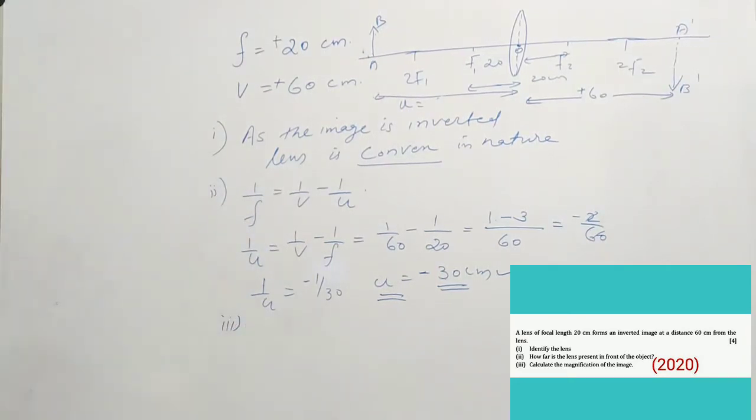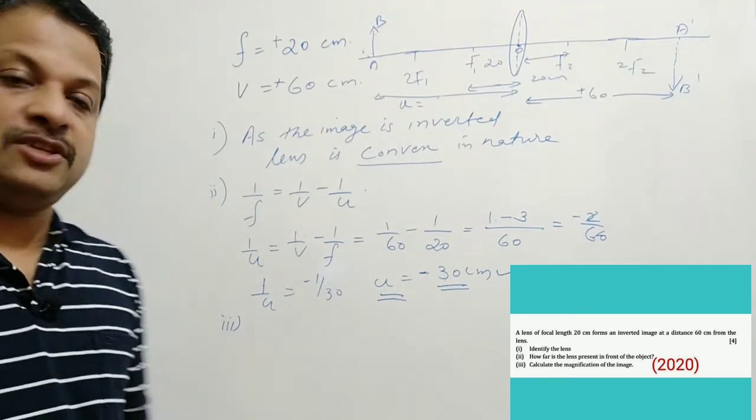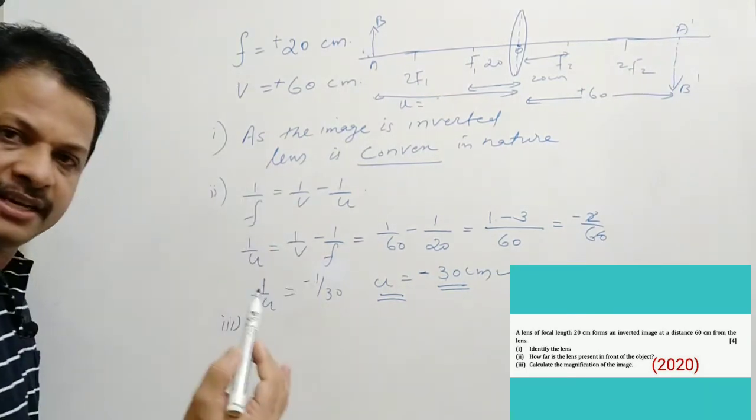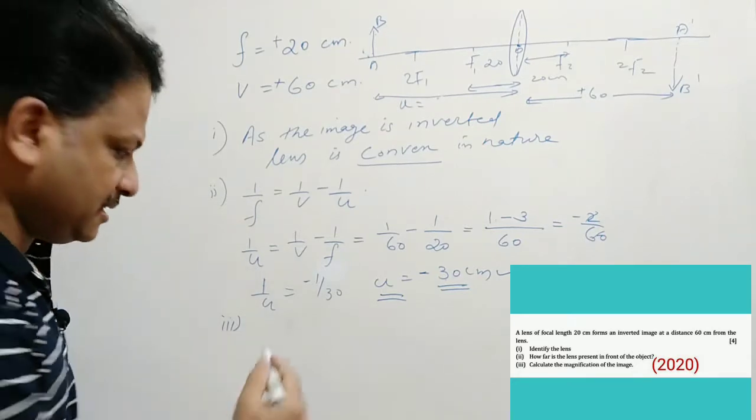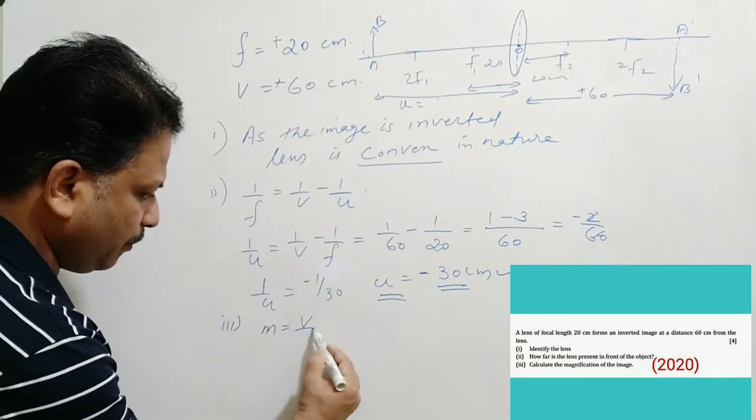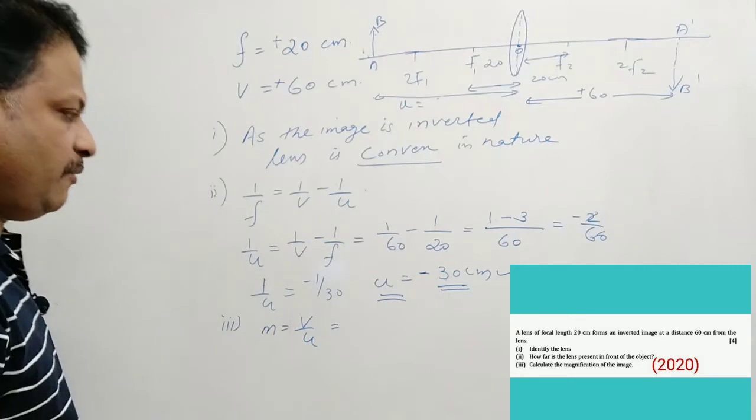What is the third part of the question? You have to calculate the magnification of the image. So let us calculate the magnification of the image. What is the formula for magnification? Magnification m is equal to v upon u. You know the formula. Place the values.